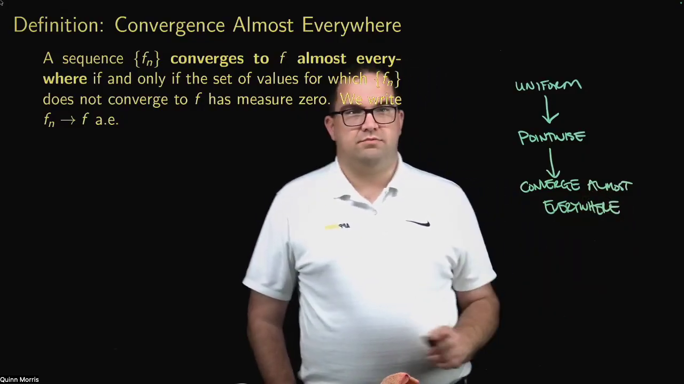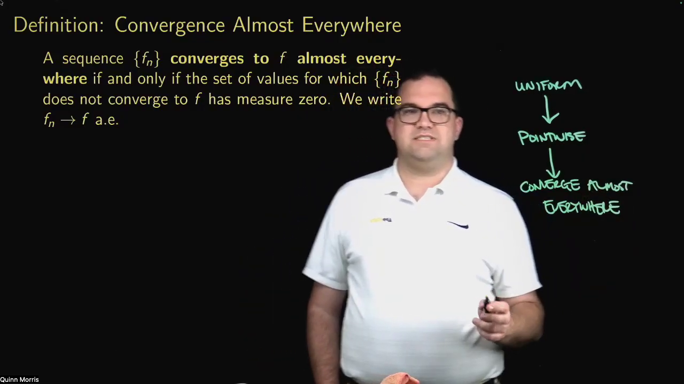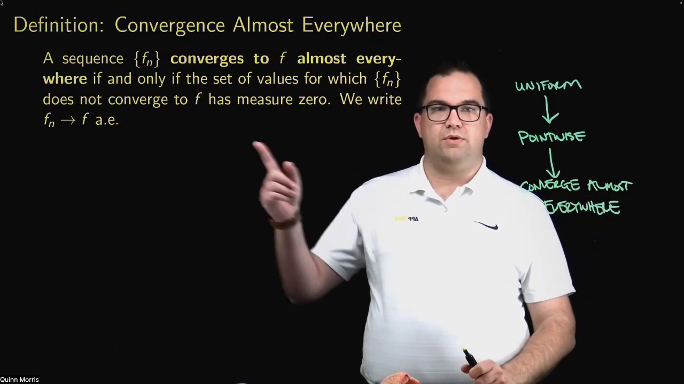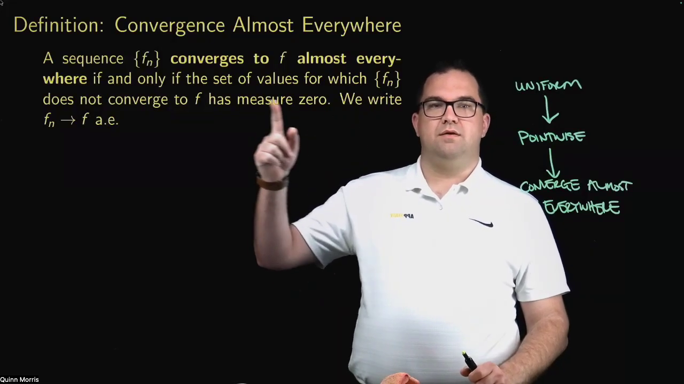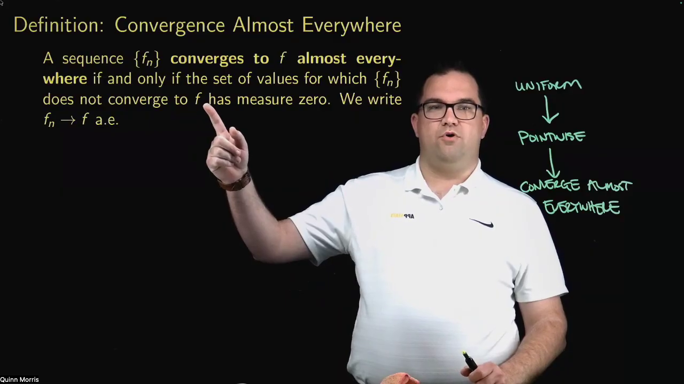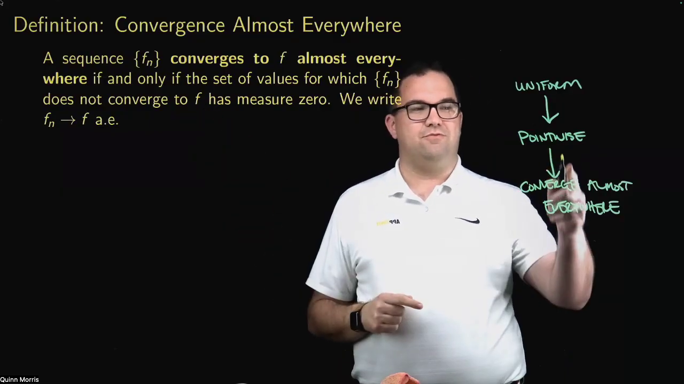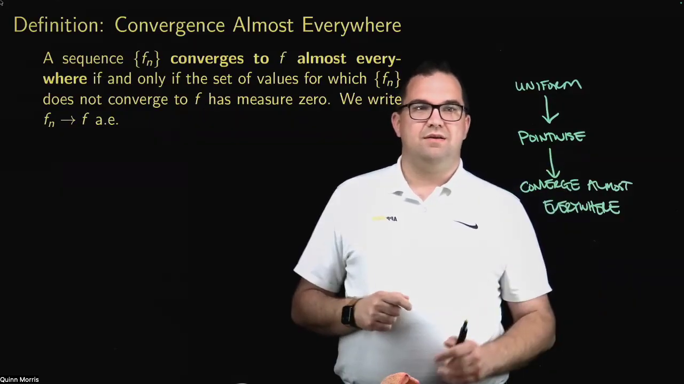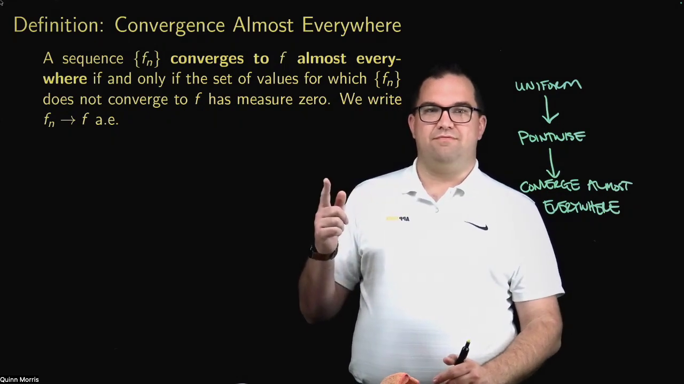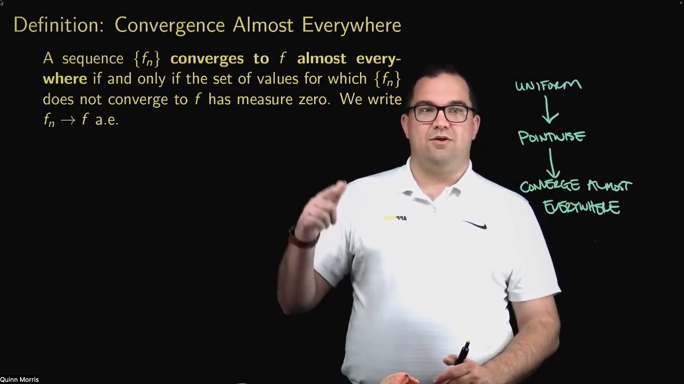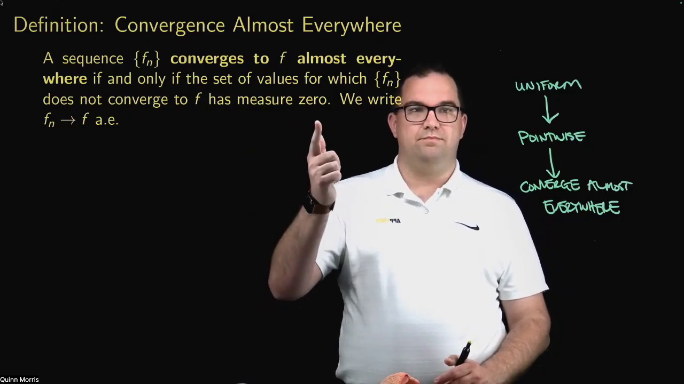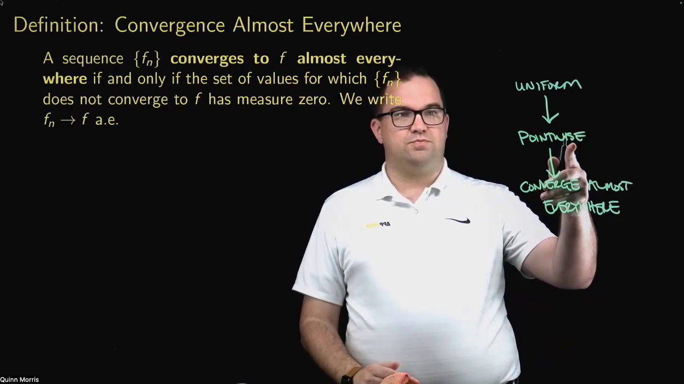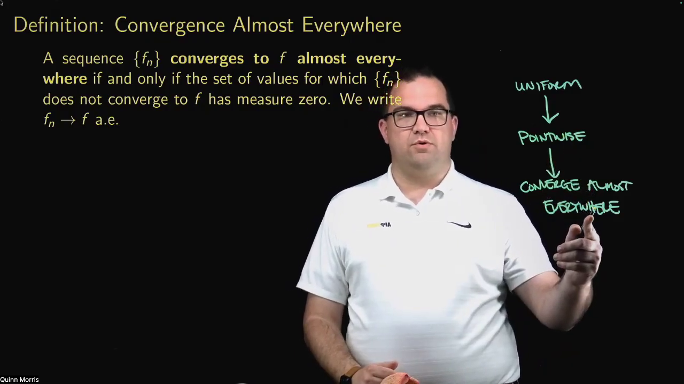Note that it doesn't even really require a proof. If you have a sequence of functions that converges pointwise, then f sub n does not converge to f on the empty set, right? If f sub n converges pointwise to f, then f sub n converges to f everywhere. So the set on which it does not converge is the empty set, which has measure 0. So if they converge pointwise, they certainly converge almost everywhere.